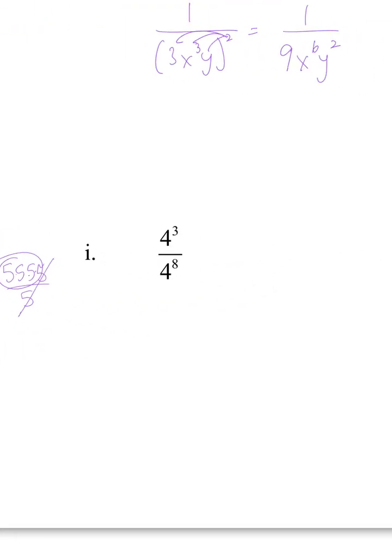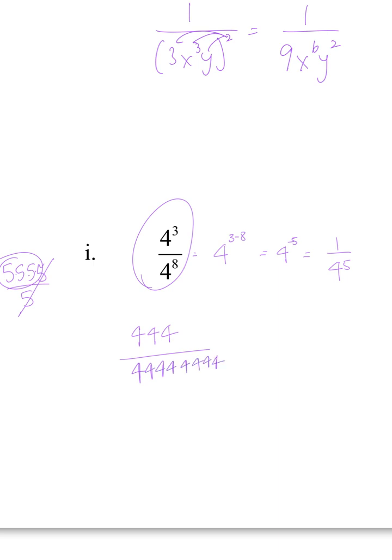All right, and sort of the same situation here. We could subtract. We could say 4 and then subtract the exponents, which is 4 to the negative 5, which is 1 over 4 to the 5th. Or another option on this problem is the top is 3 4s, and the bottom is 8 4s.